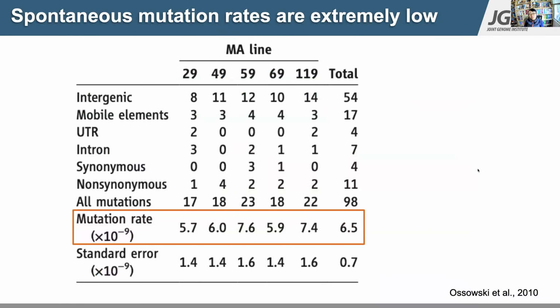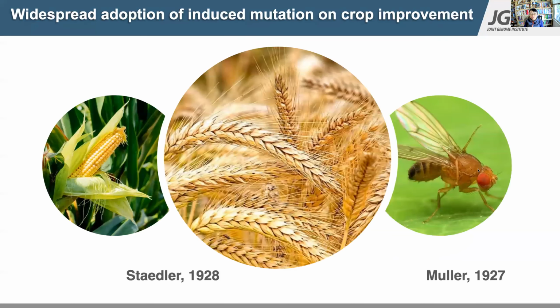However, spontaneous mutation rates are extremely low, on the order of 10⁻⁹ per base pair per generation. Beyond that, there is natural selection against variants that may be beneficial in the agricultural setting but deleterious in the natural environment. Therefore, it's necessary to develop approaches to increase plants' genomic diversity and accelerate the development of improved cultivars.